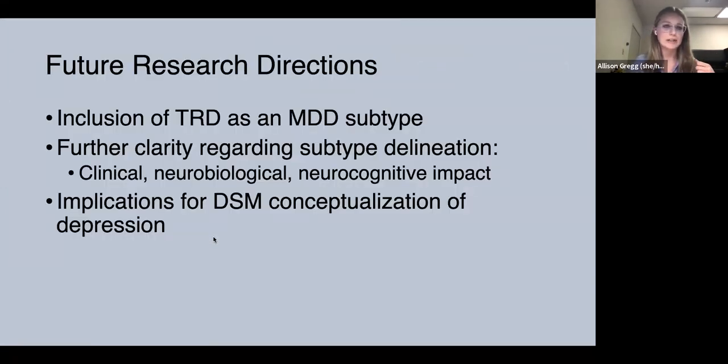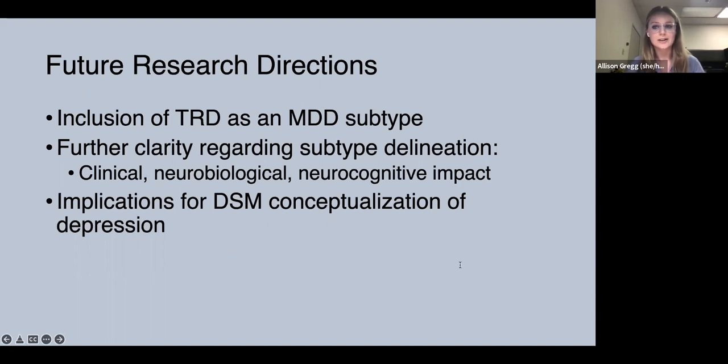If we're going to think then about future research directions, a lot of research that we discussed is really kind of pointing towards potentially including treatment-resistant depression as an MDD subtype based on its distinct clinical features as well as neurocognitive and neurobiological ones. We also kind of need to continue to explore the subtype delineation itself, looking at those clinical and neurobiological correlates as well as the neurocognitive impact. Like we saw for atypical depression, there is an absolute dearth of research, unfortunately, looking at that. And we do see that really impacting a lot of aspects of the patient's functioning in that way.